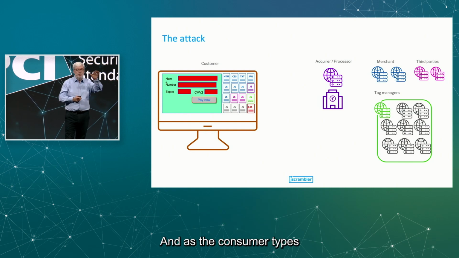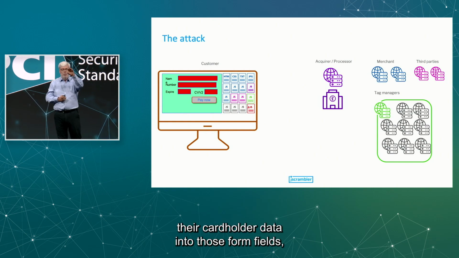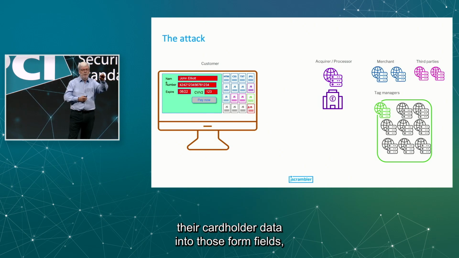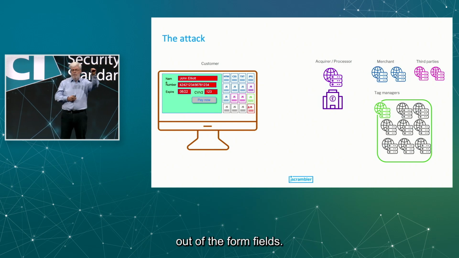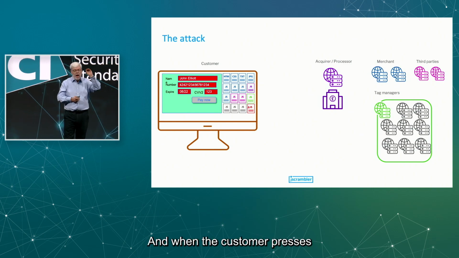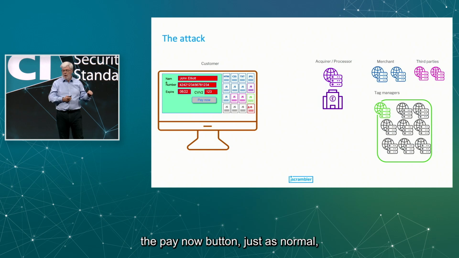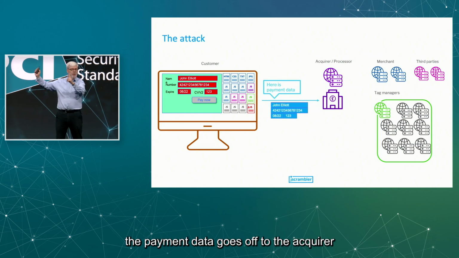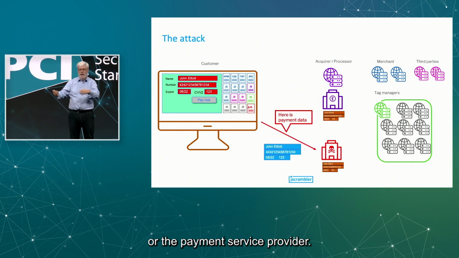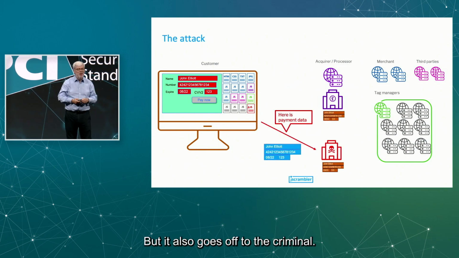And as the consumer types their cardholder data into those form fields, the criminal JavaScript is reading it out of the form fields. And when the customer presses the Pay Now button, just as normal, the payment data goes off to the acquirer or the payment service provider, but it also goes off to the criminal.